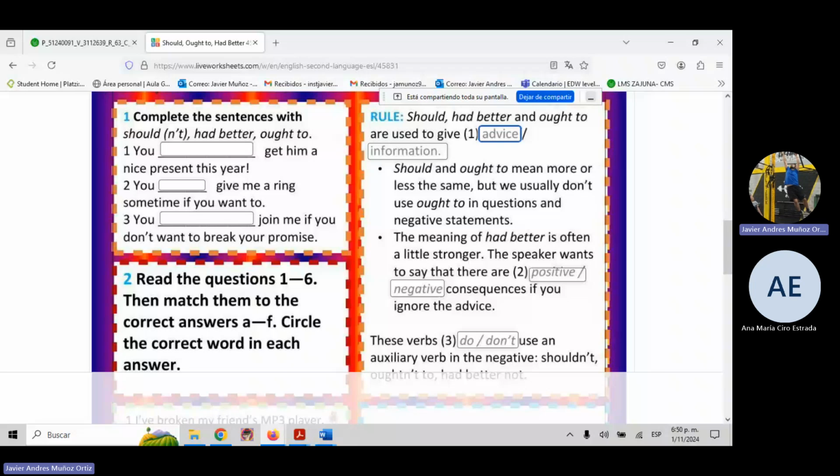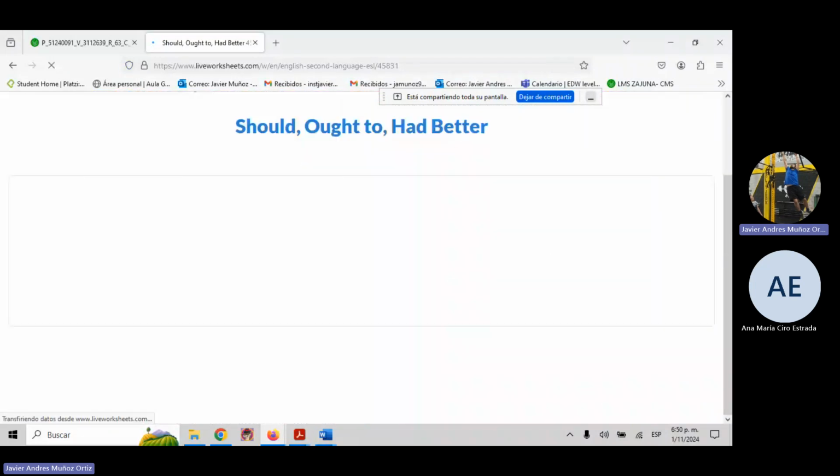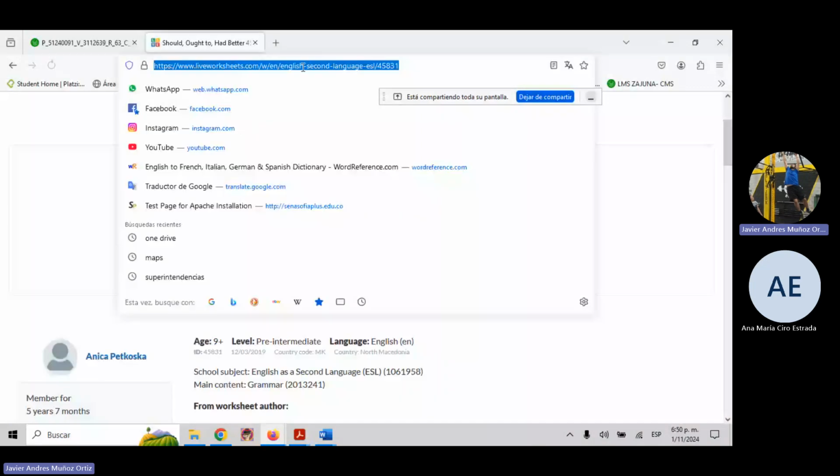The same with this. The speaker wants to say that there are negative consequences or there are positive consequences. I don't know, you have to choose, and depending on the context, you have to type positive or negative. So this is pretty easy. It takes some time to be finished, but it's going to be pretty easy.